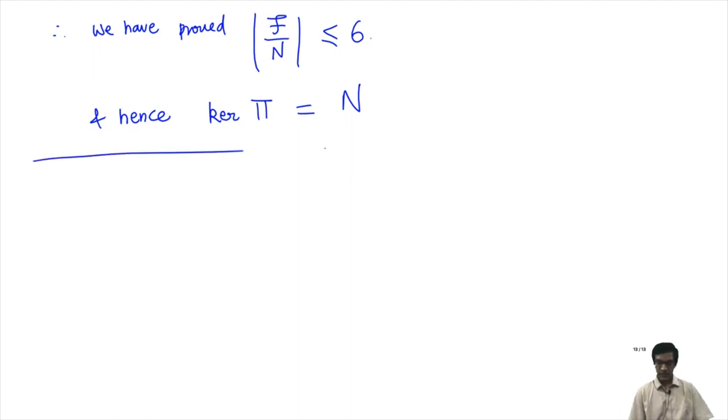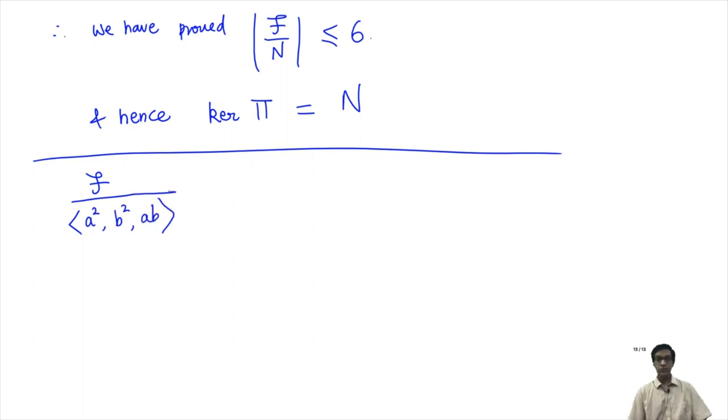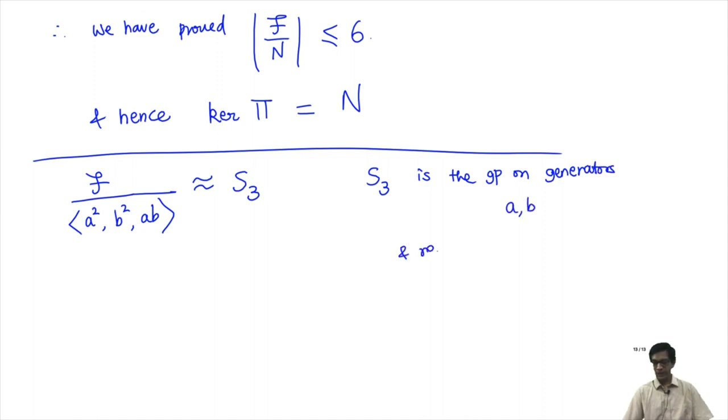So this fact that we have shown is that F modulo the normal subgroup generated by A squared, B squared, and AB, and I'll just use this angled bracket to say normal subgroup generated by them, is S3. This is sometimes expressed as follows. We say S3 is the group on the generators, so S3 has two generators, A and B, and relations. Relations is the new word here, which says what's in the kernel: A squared, B squared, and AB whole cubed. Sorry, this should be a cubed here.